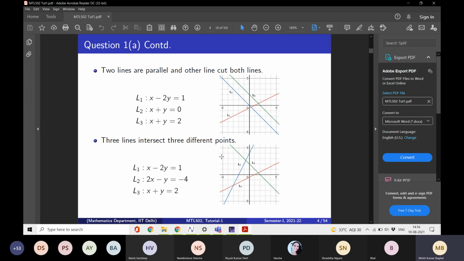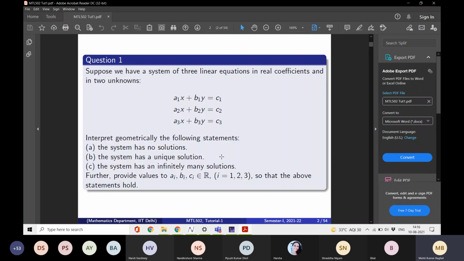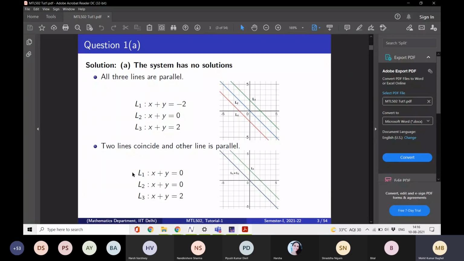So for the first point, you have to interpret this geometrically. For all those who are worrying about how to represent the general a1, b1, a2, b2 and these points, this is not the case. Here it is asked to also provide the values so that we can say the statement holds.